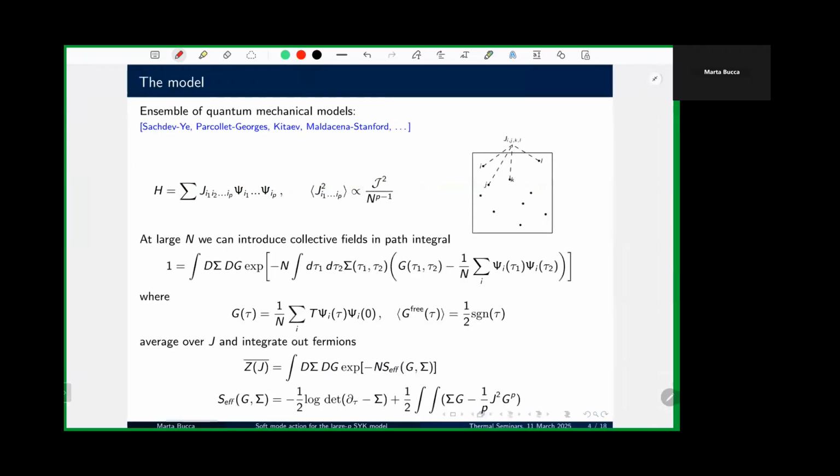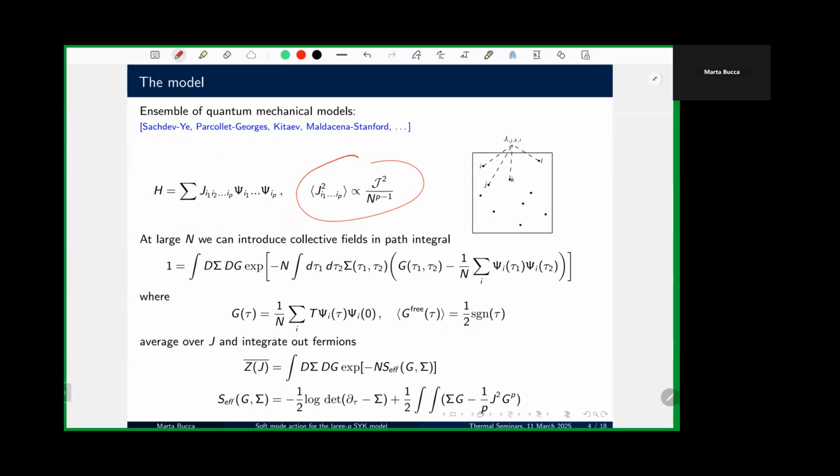So what is the model then? What is SYK? Well, SYK is an ensemble of quantum mechanical models. You have N Majorana fermions with p-body interaction, and your Hamiltonian looks like this. And you have this coupling constant J, which is a random variable that has mean equal to 0 and variance that is proportional to this constant J squared that appears here over N to the p minus 1, where again N is the total number of fermions and p is the number of interactions.